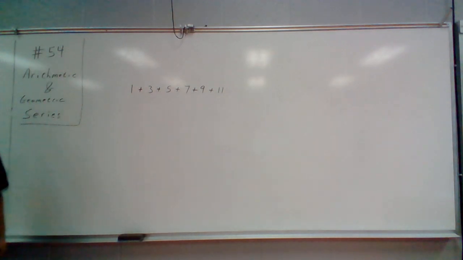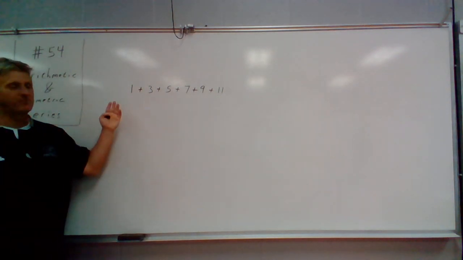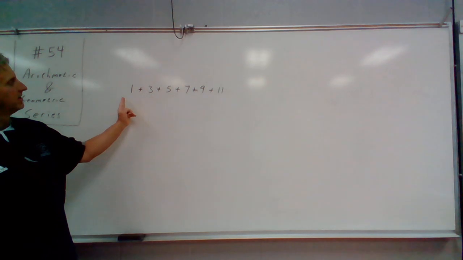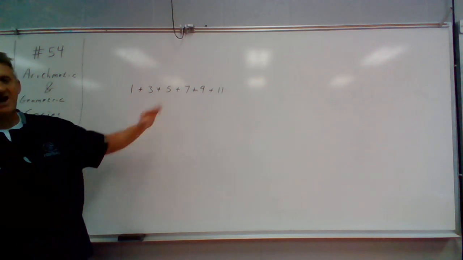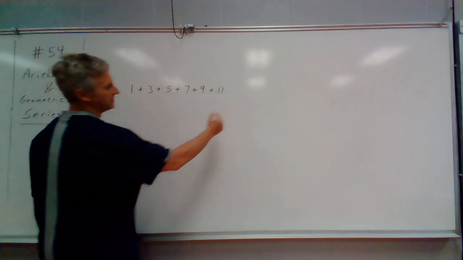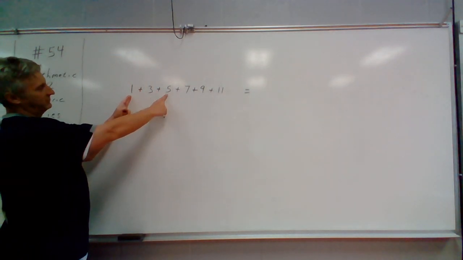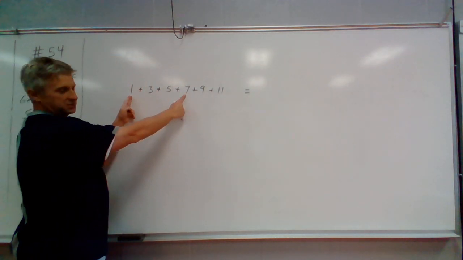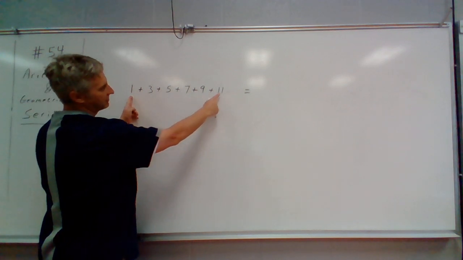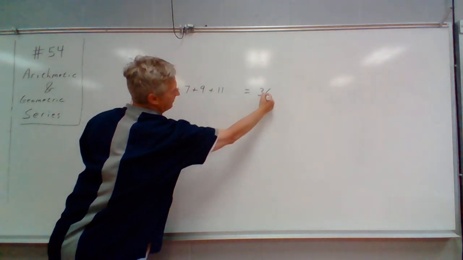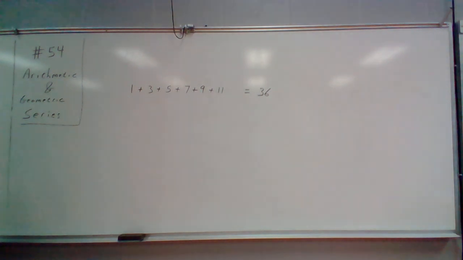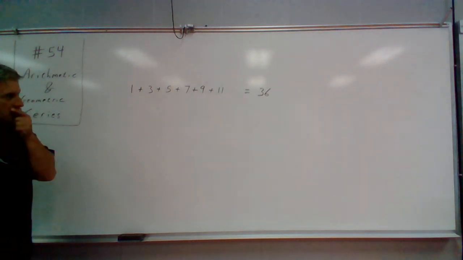So this is a series, and in fact this is an arithmetic series. All right, so all I'm going to do is add up each one of those terms. So in this case, if I add 1 plus 3, I get 4, plus 5 is 9, 16, 25, 36. So the sum of that series is 36.